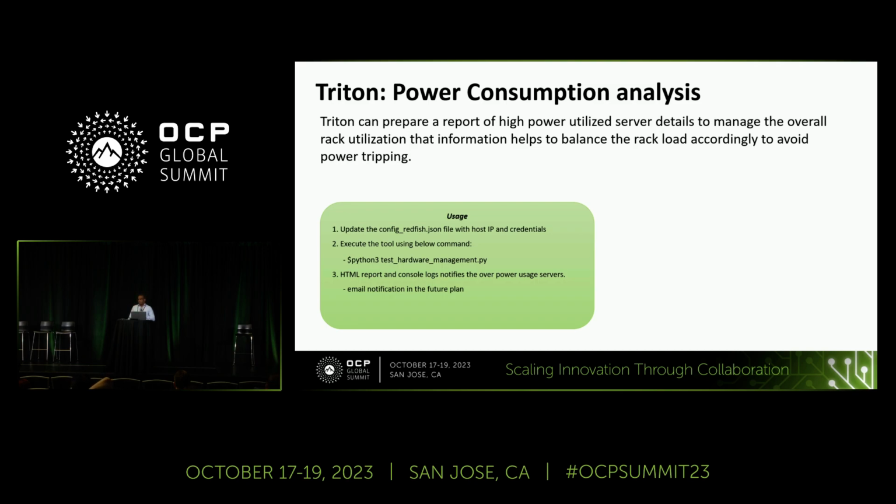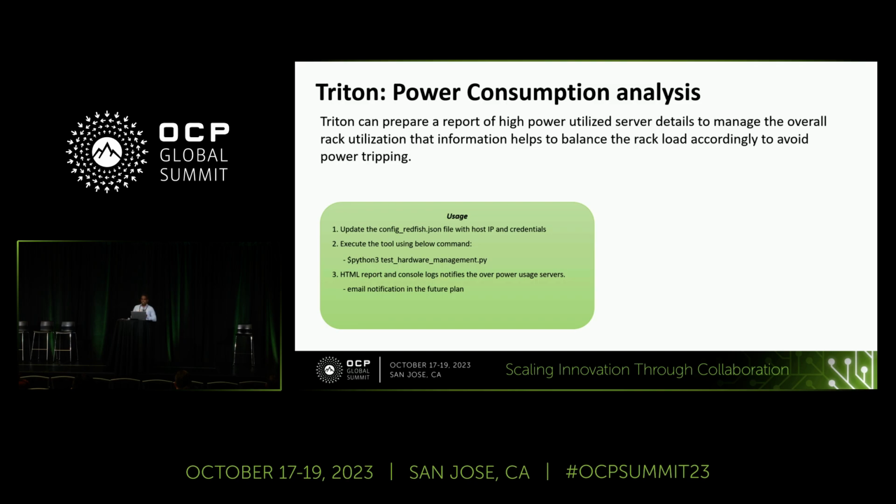We can set a threshold for exactly what the power should be for a server. If any server takes more than that power, it is highlighted in the report, so that I can understand which servers take more and balance my load across racks, so it won't cause any power problem. To do that, again it's straightforward: configure the JSON, provide your BMC details, and just run the test hardware management script, which takes care of creating the HTML report.